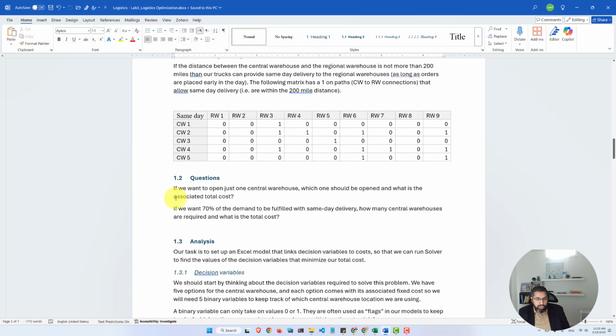Then a second question asks us about service level. And if you remember, logistics strategy is not just about cost minimization. We also have to think about logistics customer service. A key part of that is the lead time for replenishment. If you provide quick replenishment, that is considered a higher level of logistics customer service. So in the second question, management wants us to see if we can fulfill 70% of our demand at the regional warehouses on the same day.